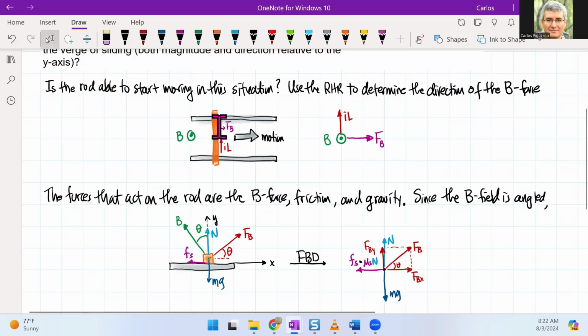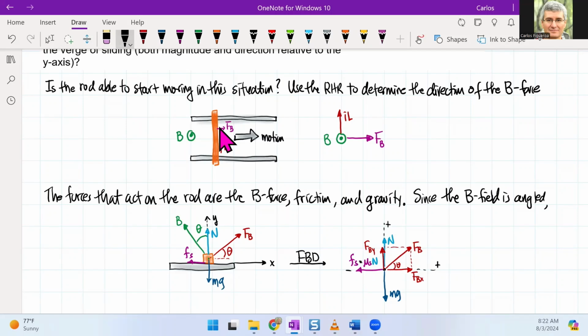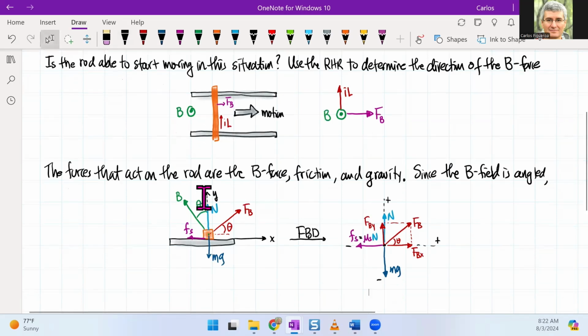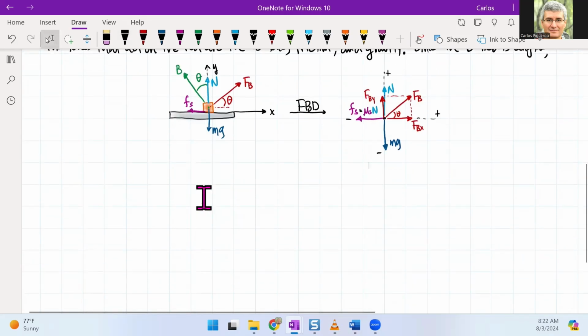So now that I have my free body diagram, I'm going to define my positive and negative directions. I'm going to say that this is positive, that's positive. So of course, any other direction has to be negative. Now let's write out Newton's laws.